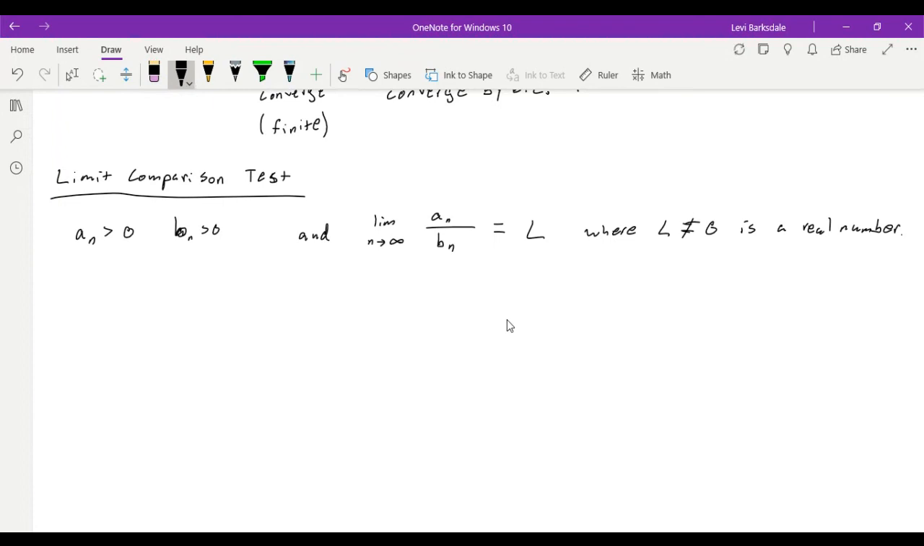Well, once you find this limit, you can know that your sum of a sub n and your sum of b sub n... basically, if you get this L, a real number that's not 0, then your two series would have to both converge or both diverge.